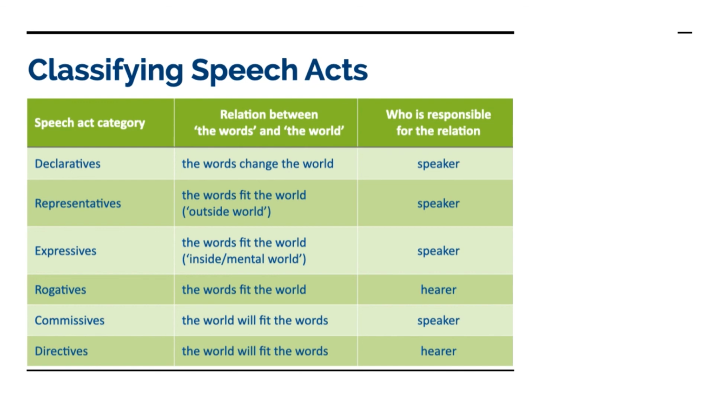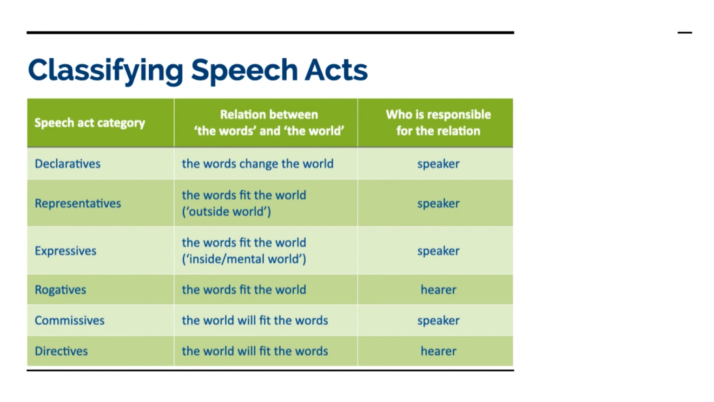In representatives, the situation in the world exists first. So the words fit the world as it already is. In particular, the outside world, meaning the world around us. And again, it's the speaker's responsibility to make sure that the words match the world around. In expressives, like representatives, the speaker uses words that fit the situation that already exists, but it's the situation that already exists inside the speaker, inside his or her emotional or mental world.